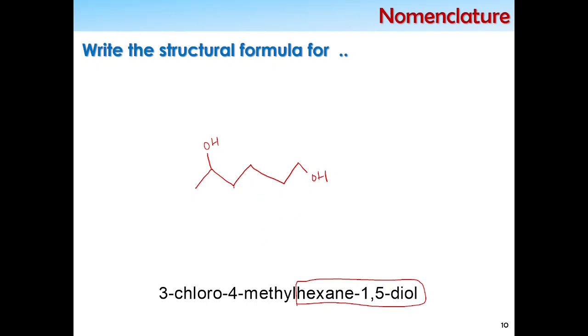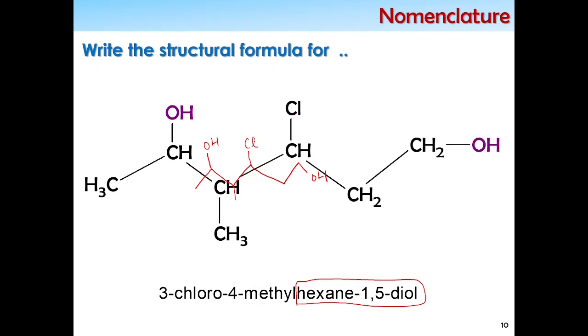4-methyl, so this is 4-methyl, and 3, sorry, 1 2 3 4, correct. 4-methyl and 3-chloro. 1 2 3 chloro, Cl. Okay, so let's see the drawing. Okay, correct, okay, OH, Cl, methyl, methyl. Okay, so the drawing is correct. So this is the answer for this one.